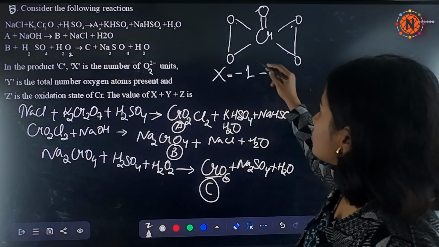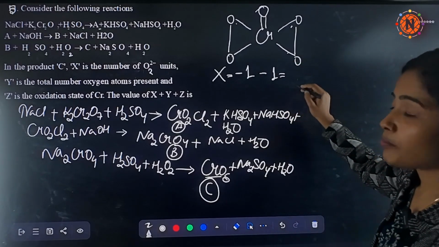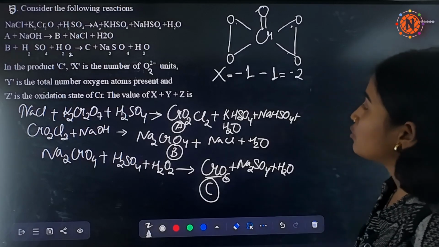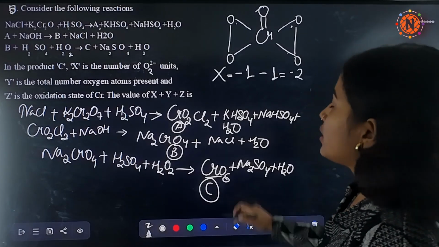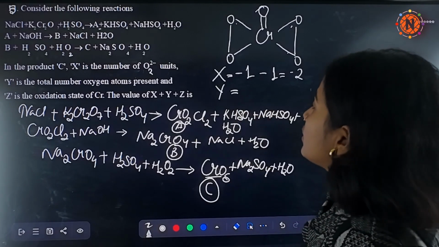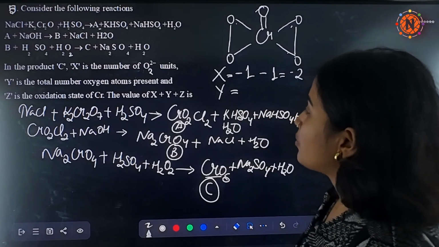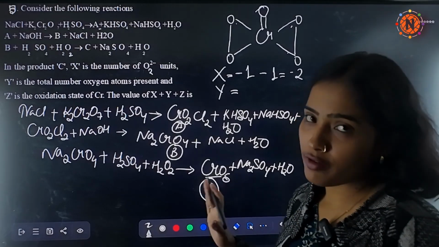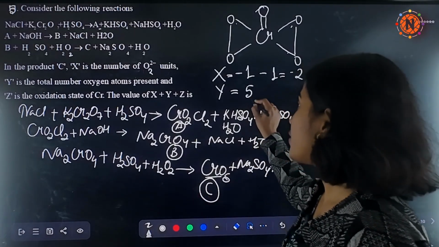So 2 peroxides are given to us, it will be 2. So x value will be minus 2. Now talking about the compound Y. Now in this compound Y, there are how many number of oxygen atoms? There are 5. So Y will be 5.